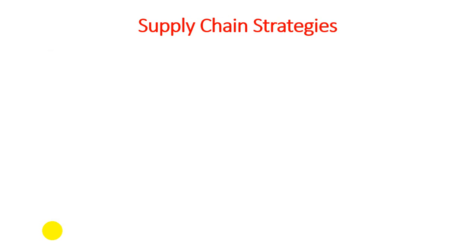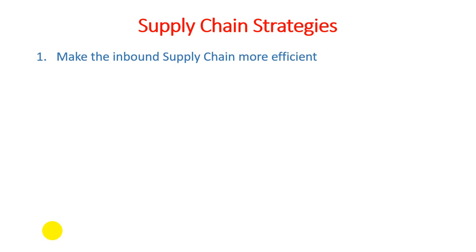Now, what are the different strategies through which supply chain management should be possible? First thing, make the inbound supply chain more efficient, because if every department works efficiently and gives 100% in his or her work, then the actual product will be available in the market at a specific time, within a specific period. So the inbound supply chain is more efficient when the outbound system is affected by the actual demand.